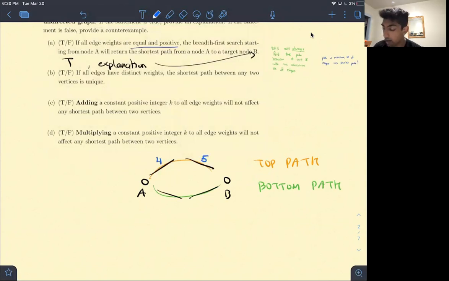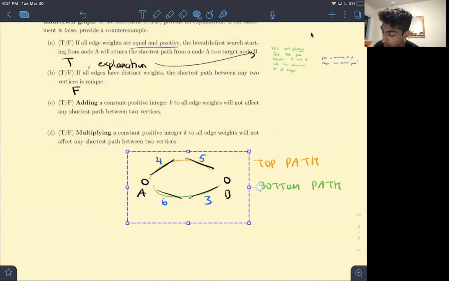So let's say that this is 4 and 5. What we can see here is that I can set the bottom to be 6 and 3, and there are two paths between A and B, both of the same weight, but all of the edges are distinct. So we fulfill the property that all the edges have distinct weights, but we found two paths of the same cost. If this was the entirety of a graph, these two paths of equal cost are the shortest paths. So we can say this is false, and then we can just pull up this counterexample.